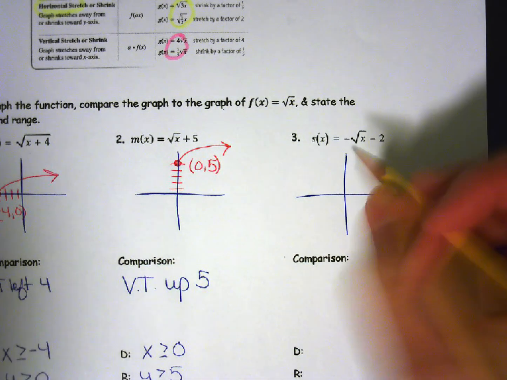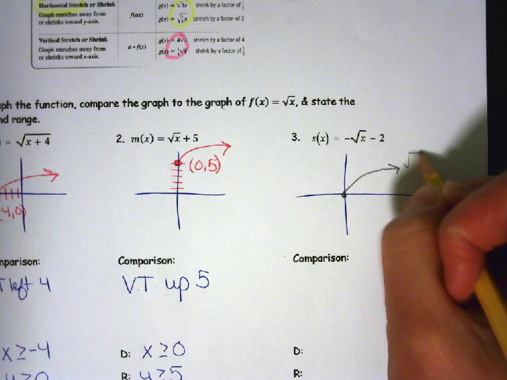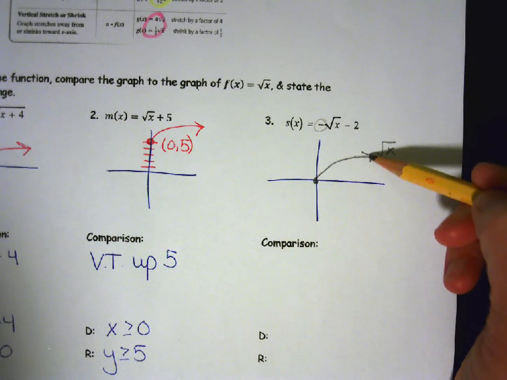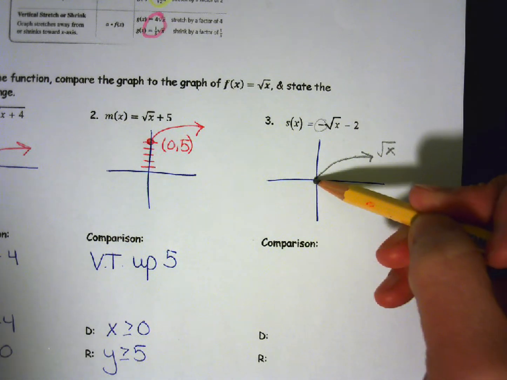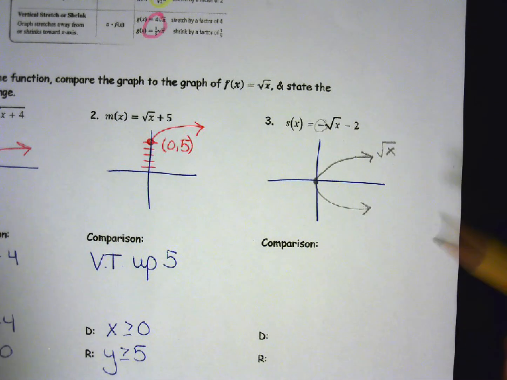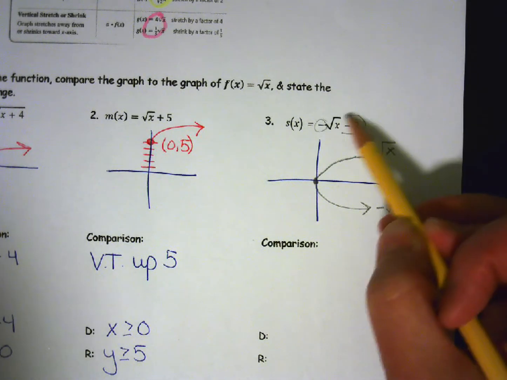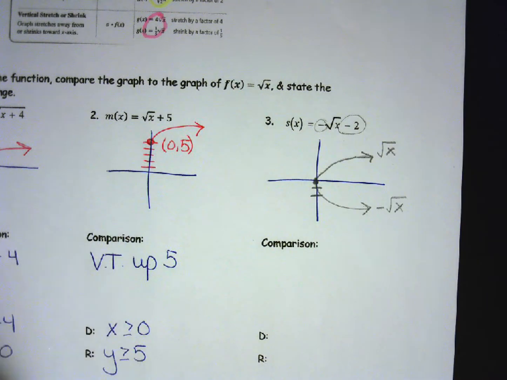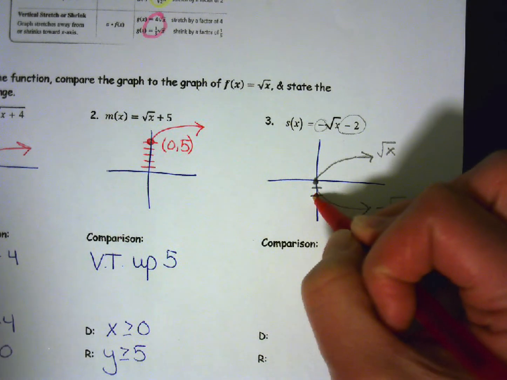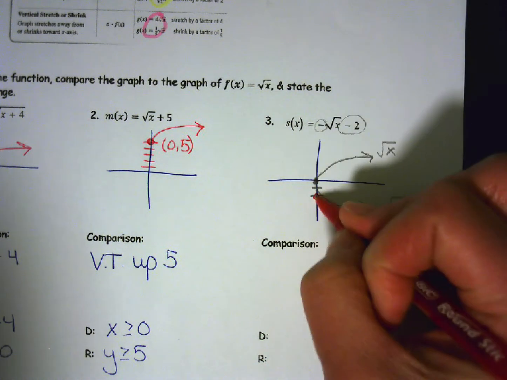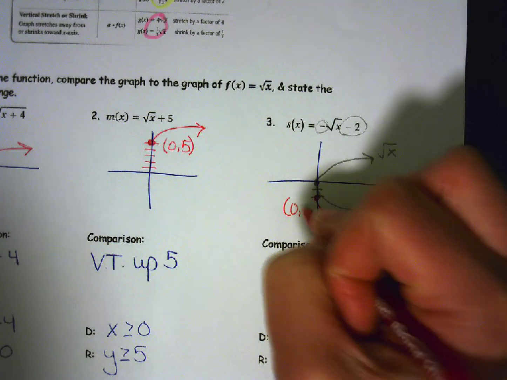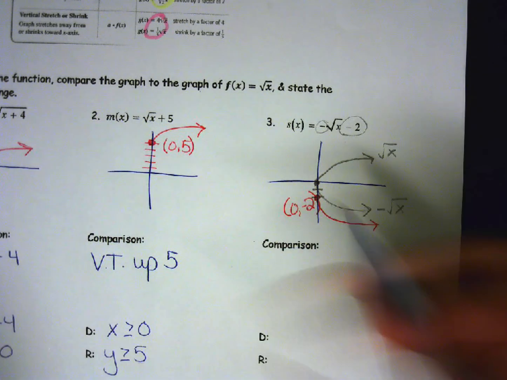Here was the parent. Here's the parent, that's the square root of x. They told us to do a negative first. So what a negative is going to do is it's going to reflect it. So it's going to make it go down this way, like that. That's the negative square root of x. Now this -2 is going to take this point and go down 1, 2. And so now we have this point down here and it still has this shape to it. So it looks like that. Okay, so let's write down this ordered pair, 0, -2. That will help us again do our domain and range.